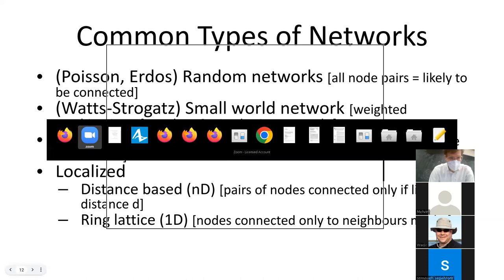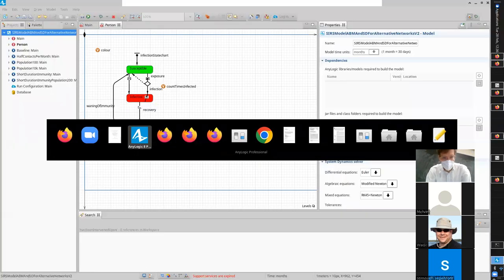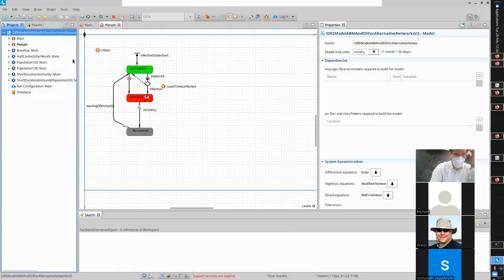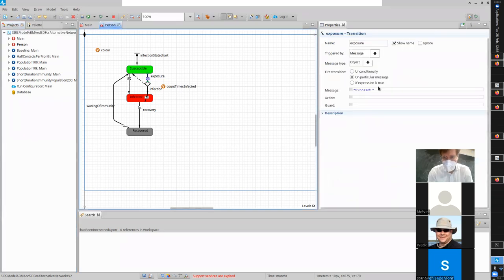So let's go play around with this in our remaining time here. I've asked you to go load in that model. And this model has a model of infection spread. Here we go. Okay. And you should be broadly familiar with this sort of situation. So we have susceptible, infected, recovered. We have some exposure, which occurs when people are exposed.